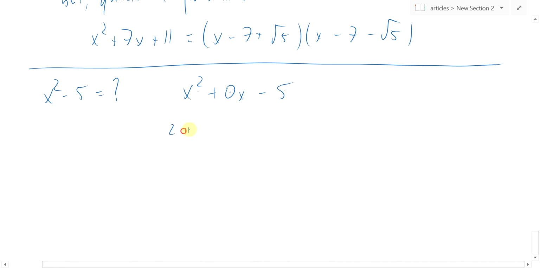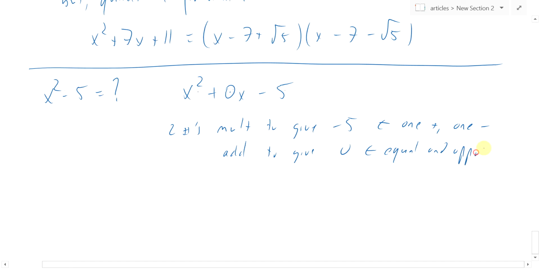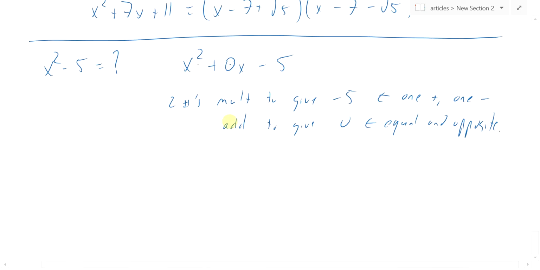Two numbers that multiply to give minus 5 and add to give 0, one positive, one negative, because they multiply together to give a negative. And here, if you add two numbers and you get 0, what does that mean? They have to be equal and opposite. But multiplying to give minus 5, that's only minus 5 times 1. And again, we're sad because that doesn't work.